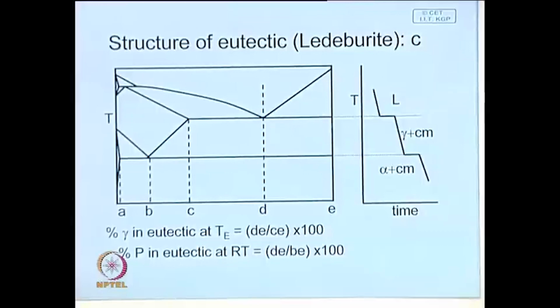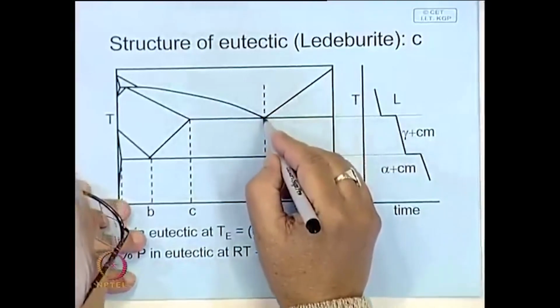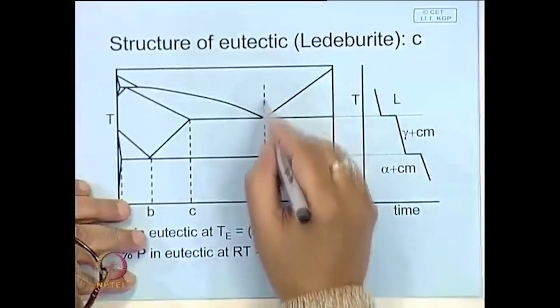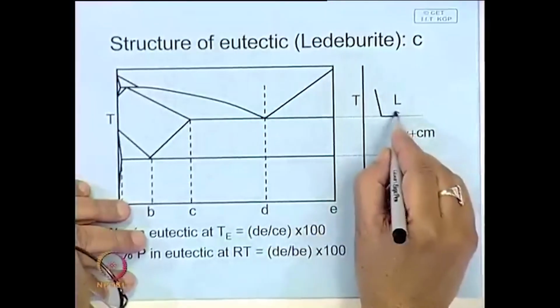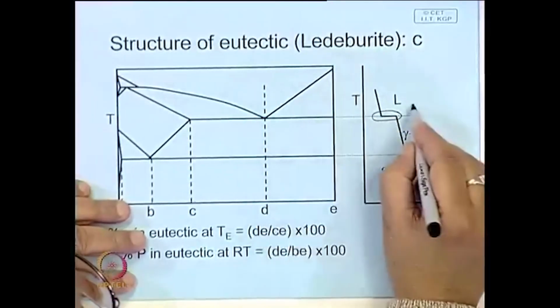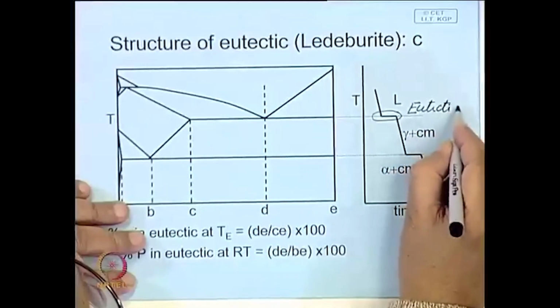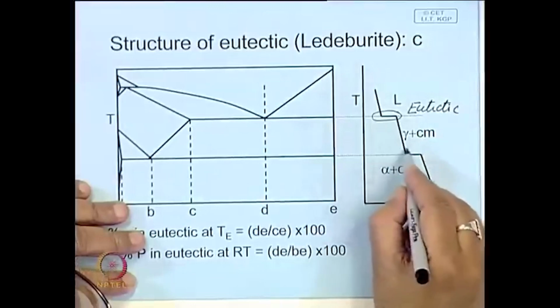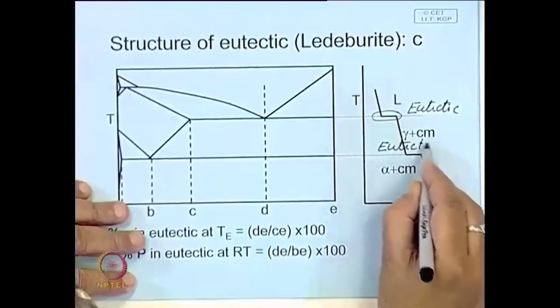Now, let us look at the structure of the eutectic, that is, the solidification of that eutectic, that means over here. Here the cooling curve will look like this. You will have one isotherm here, this is the eutectic, and another isotherm here, this is eutectoid.